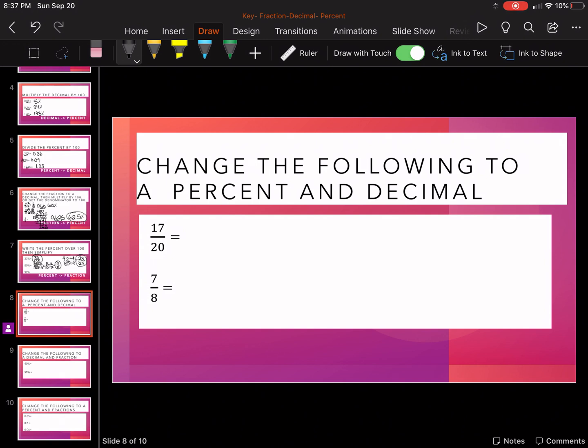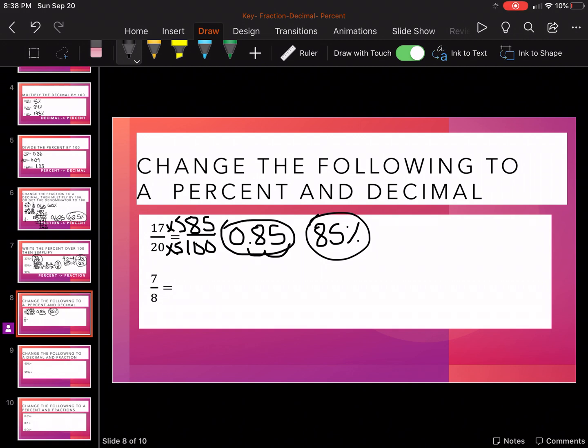Okay, 17 over 20. We're going to change it to be a denominator of 100. So we're going to times it by 5. 17 times 5 gets you 85. 85 hundredths. So it's going to be 85 hundredths. And move my decimal over twice. And that is going to be 85%. So there's the decimal and the percent.